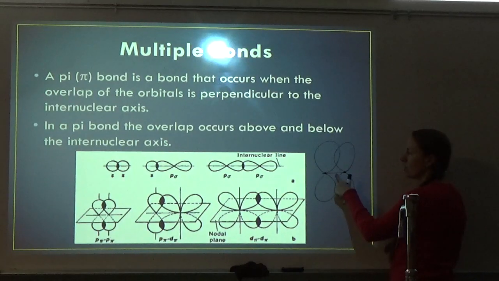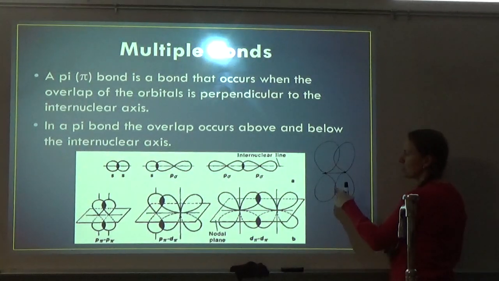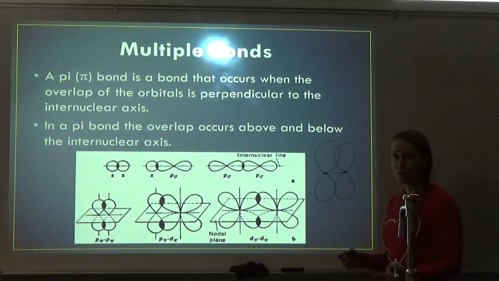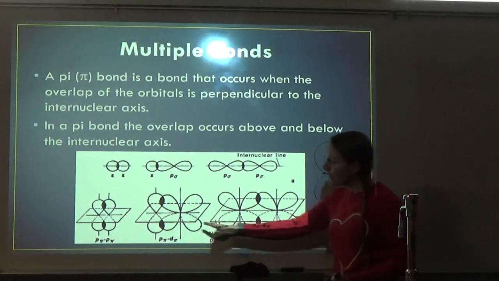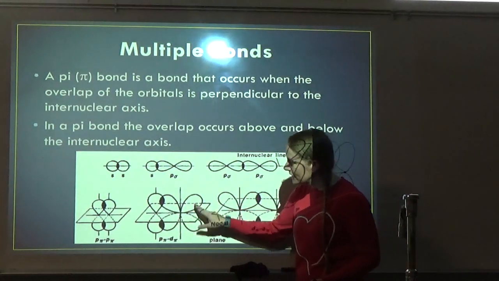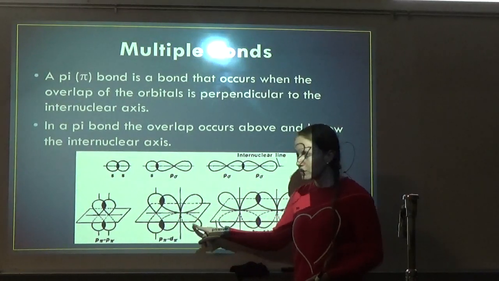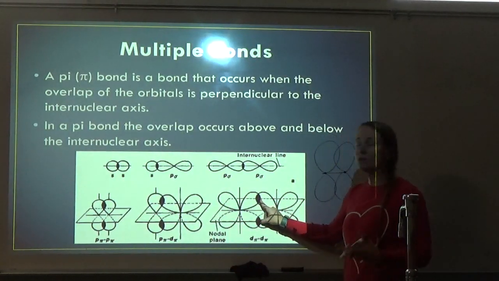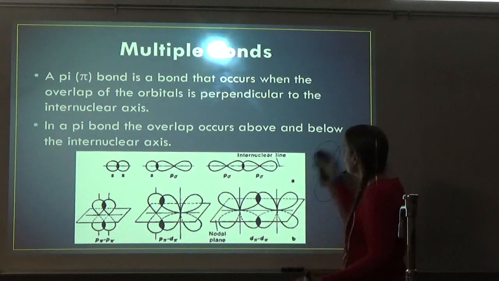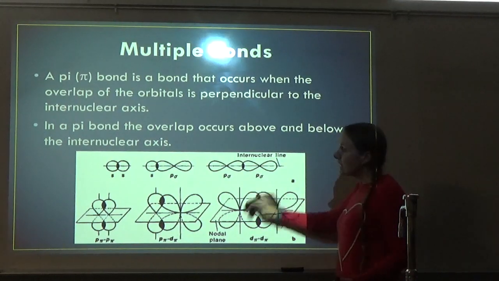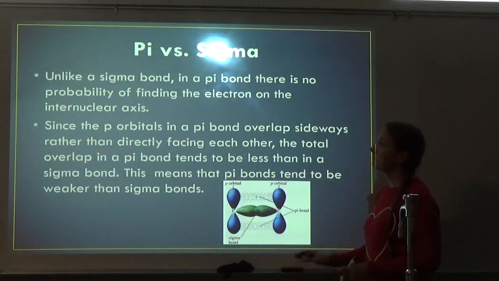See how if I draw a line between them, they don't pass through those overlaps? That's referred to as a pi bond. It can also happen between a p and a d. Remember, the d looks like the four-leaf clover. Or it can happen when two d orbitals overlap. It just depends on the orientation. So that's how you know if something's sigma or pi.